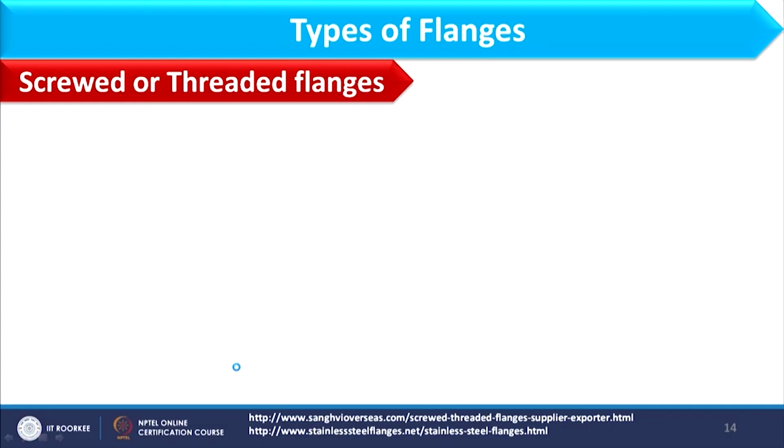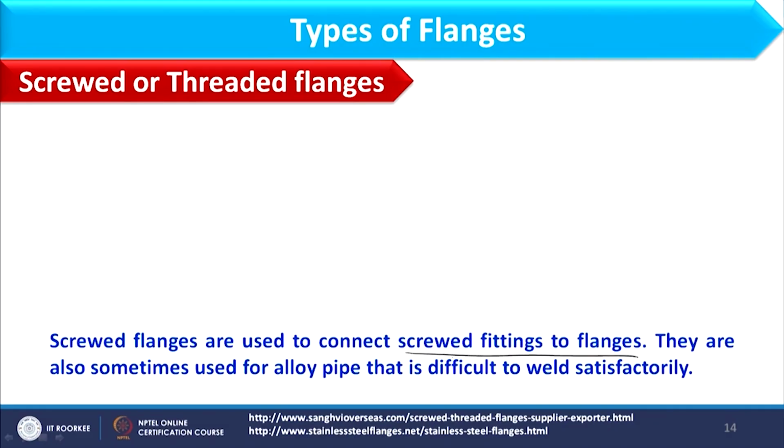Screwed flanges are used to connect screwed fittings to the flange. They are also sometimes used for alloy pipe that is difficult to weld satisfactorily. So, it is basically used when we have a specific alloy which has difficulty in welding. That flange can be joined with the pipe through screwing it. Only screwed fitting will be required at that condition.